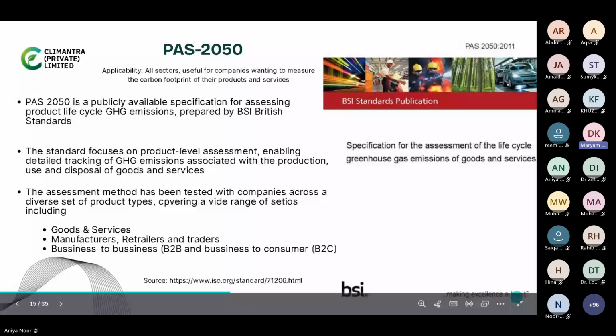Okay, this standard basically focuses on various types of product level assessment, enabling detailed tracking of GHG emissions. And this assessment method has been tested with companies across a diverse set of product types. This is not for a single product, and it covers a series of goods and services, manufacturers, retailers, trades, business to business, and business to consumer. So if your scope falls in that, you can use this standard as well. Next.